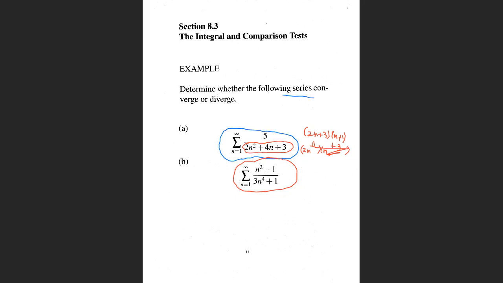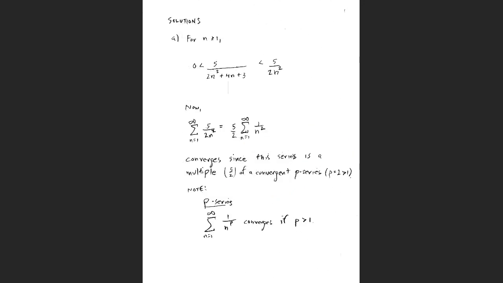But we still can try to see if the series converges or diverges. We're going to use the comparison test, and let me show you how we work out part A. I say for n greater than or equal to 1, because the series starts at n equals 1, 5 over 2n squared plus 4n plus 3 would be less than 5 over 2n squared. Incidentally, both terms are positive.